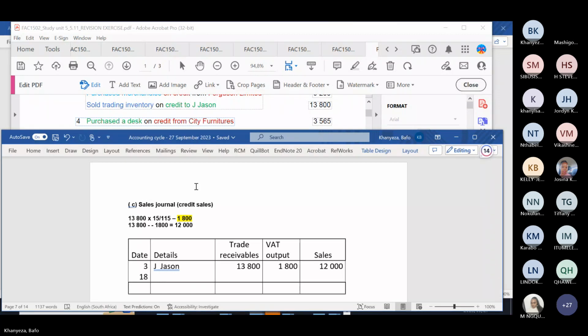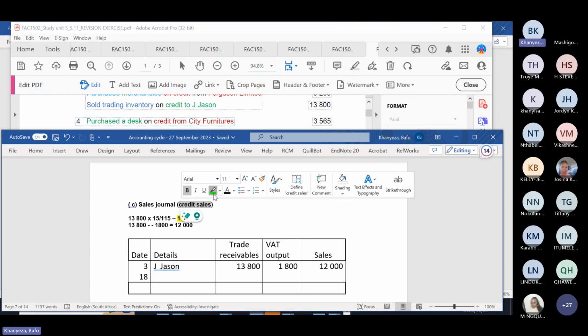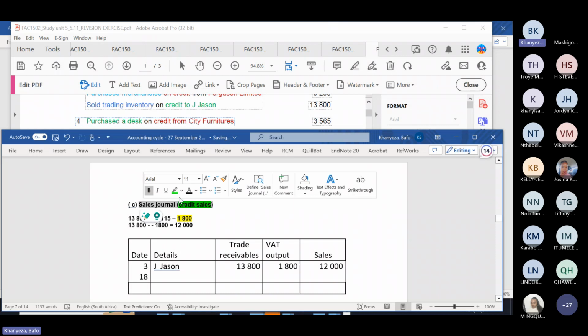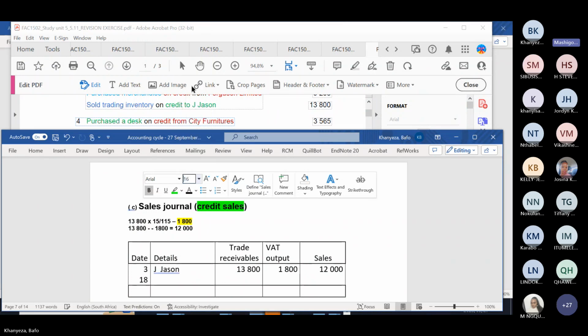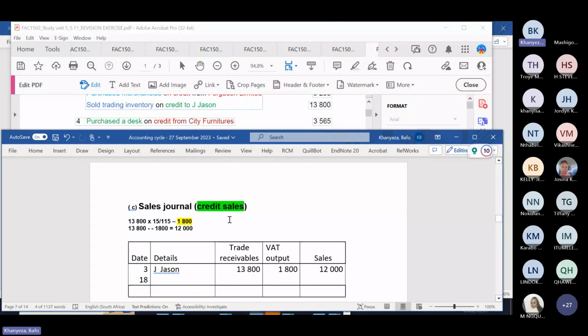Yes, let me see. It's because it was sold on credit. This is a sales journal, and the sales journal is for credit sales. Can you repeat the question for Mona Lisa, so that I can see if I understand it properly? Why are you putting Jason on the sales journal when it was sold on credit? Yes, that's because the sales journal is for credit sales.